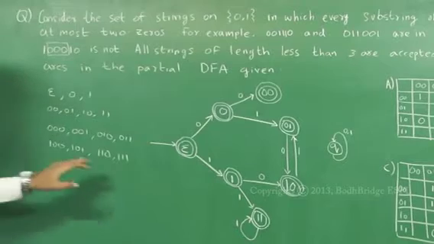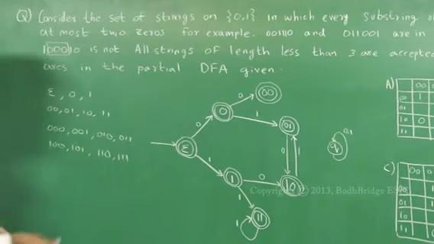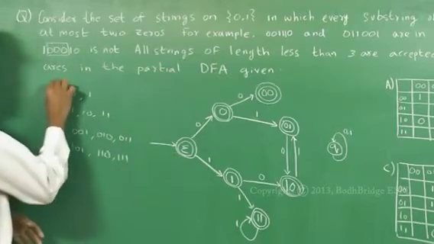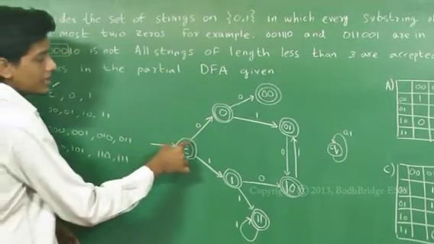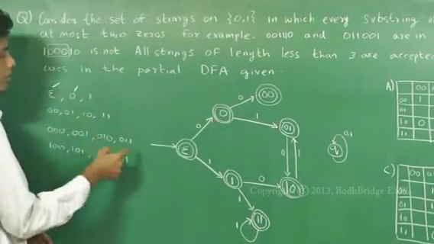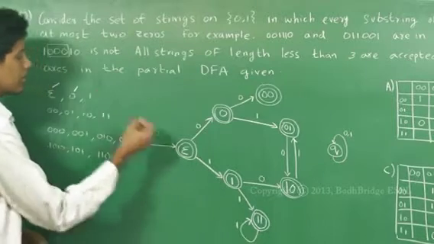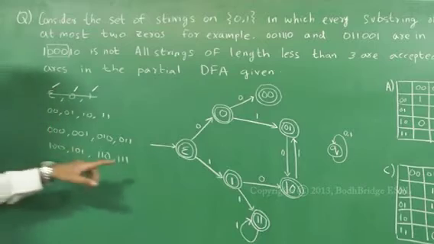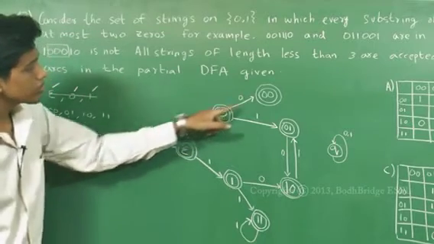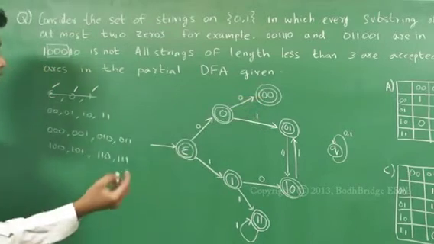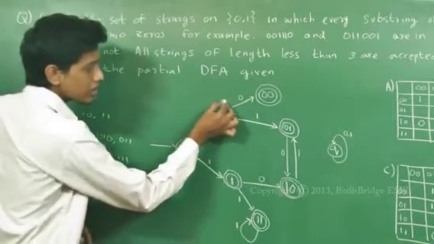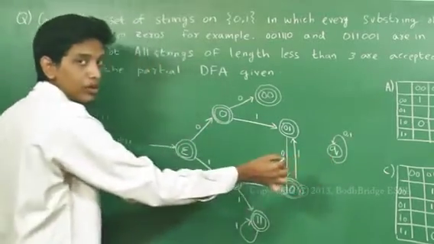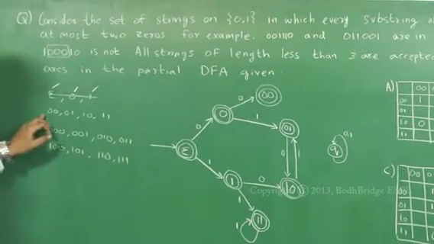So let us just check that these are accepted or not accepted. First is the empty string. Empty string is directly accepted. Next is 0. So empty 0, that is also accepted. 1 is empty 1, that is also accepted. So these 3 are accepted. Next is 00. So from empty you give 0, 0, 0, 0 is accepted. And one more important point is, if there are 2 circles like this, it's an accepted state. If there are no 2 circles and only a single circle around the node, it is a not accepted state. So 0, 0 is accepted.